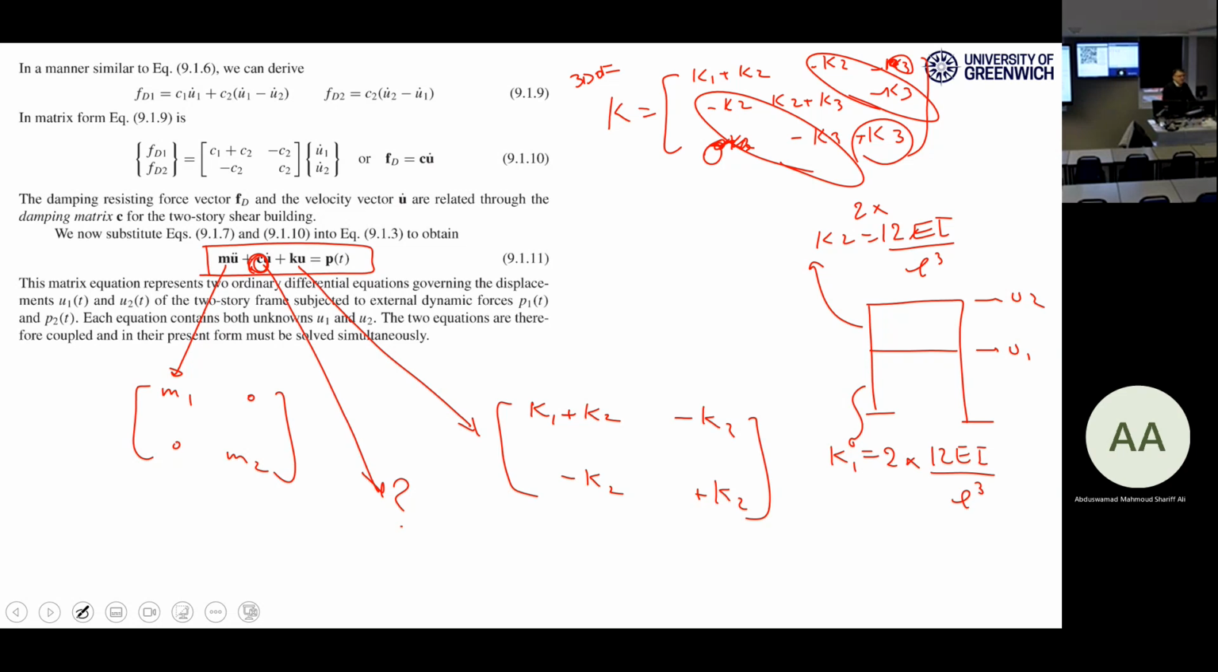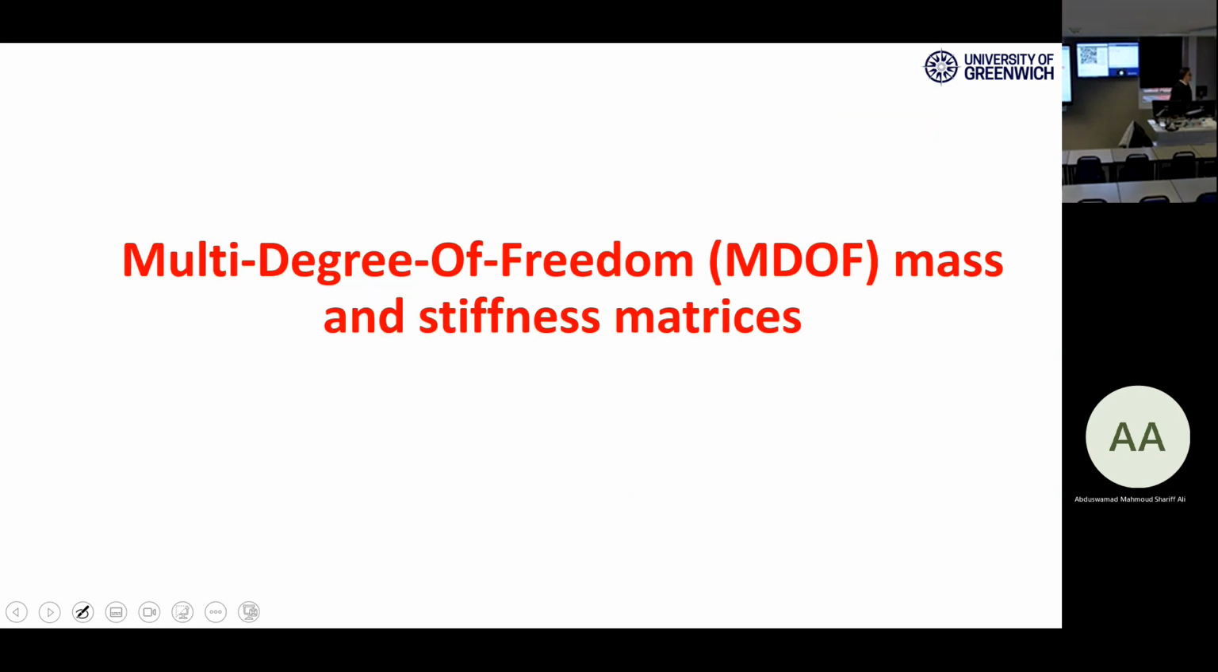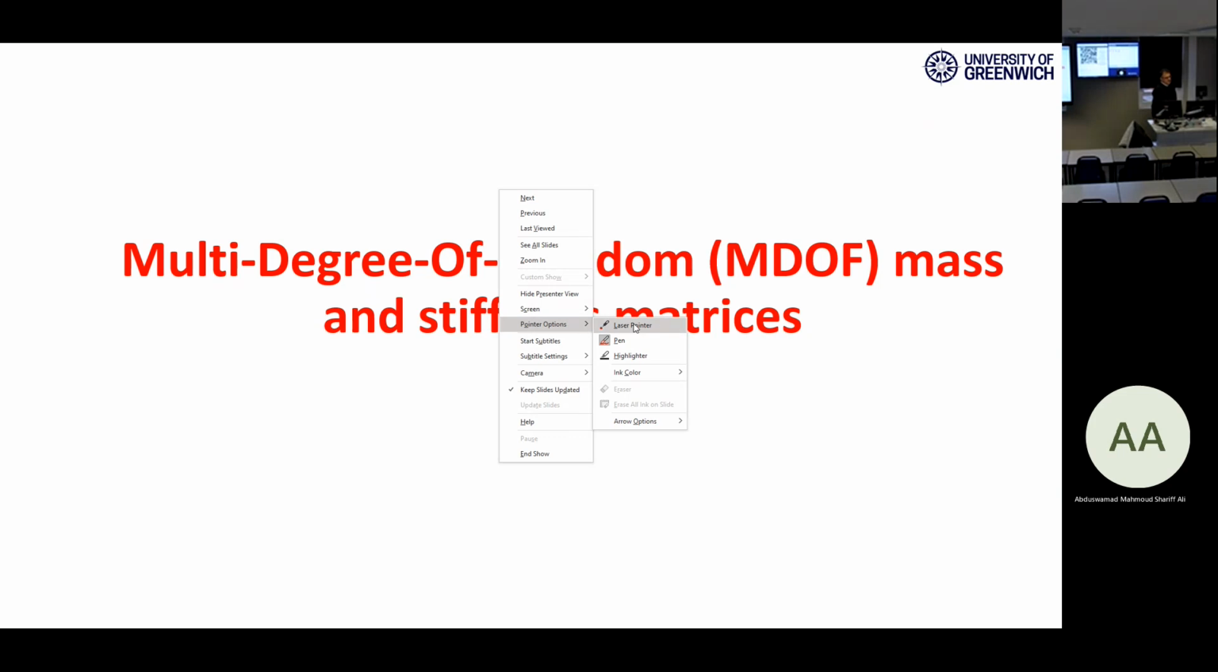So, if you have the mass matrix and the stiffness matrix for your system, as you do, the next step is to solve the equations. This is no longer a single partial differential equation. It's a system of partial differential equations. Because if I rewrite everything we had so far, it's like this one.